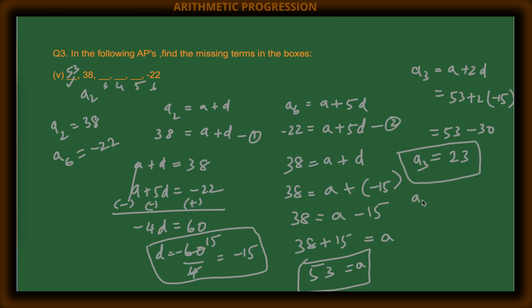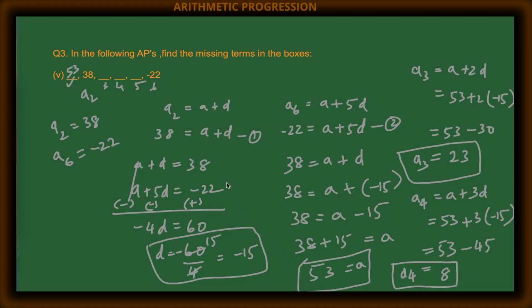Okay, so now let's find A4, which is equal to A plus 3D. 53 plus 3 times minus 15. 53 minus 45, and this becomes A4. So 53 minus 45 is 8. Okay, so the A4 term is 8. Okay, so how many terms we need to find? A4, another one A5.